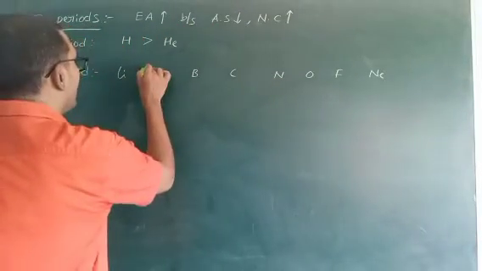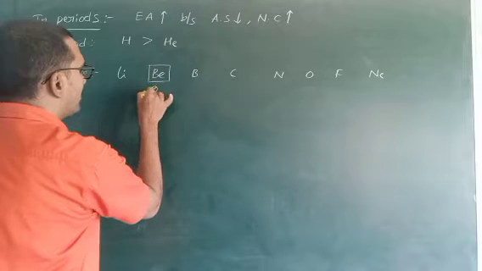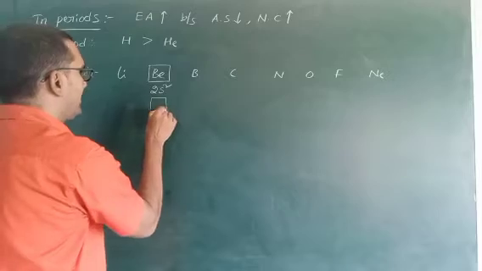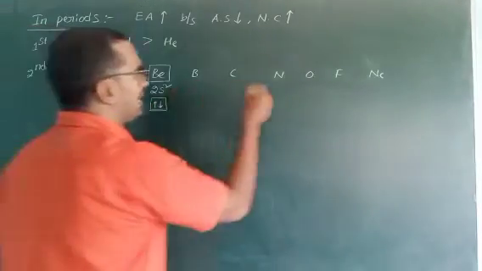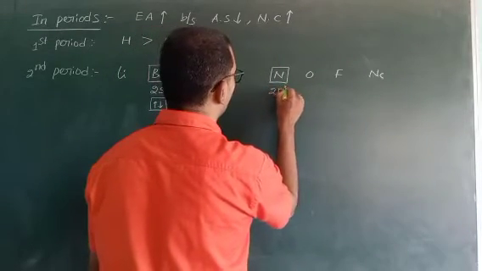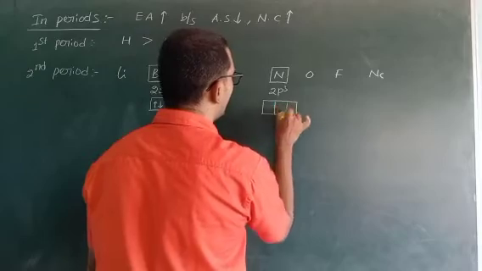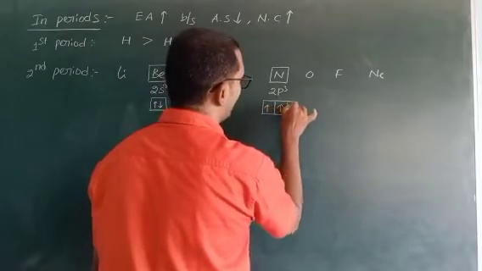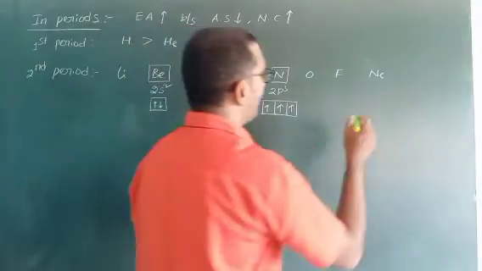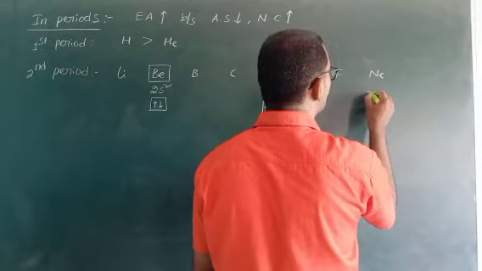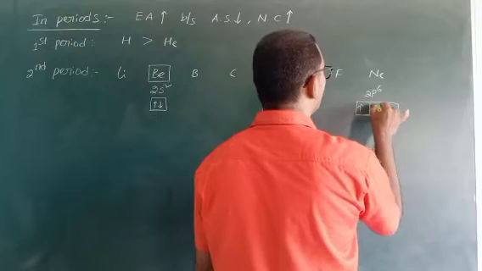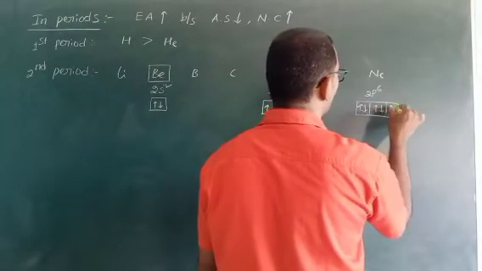But the problem is beryllium. Outermost electronic configuration is 2s2. 2s2 means already fulfilled. Only one box is there, and that box is filled with 2 electrons. And nitrogen, 2s2, 2p3. 2p3 means half filling. P contains 3 boxes, 3 single electrons are present, so half filling. Half filled or fulfilled electronic configuration elements are more stable. Come to neon, 2s2, 2p6. That's why these 3 are very stable.